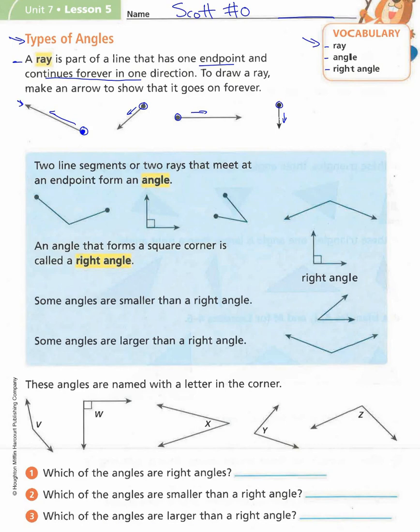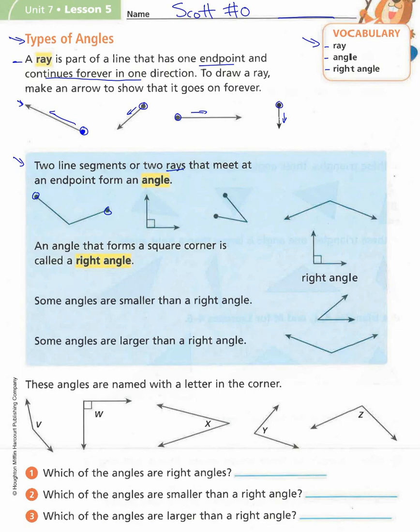Now we're going to talk about angles. Two line segments, or two rays, right? Because we talked about a ray as a line segment. Two line segments or two rays that meet at an endpoint form an angle. So this is a little confusing. Here's the starting point, here's the starting point, and they meet there in the middle. They cross each other there. And instead of going on forever, they just stop.